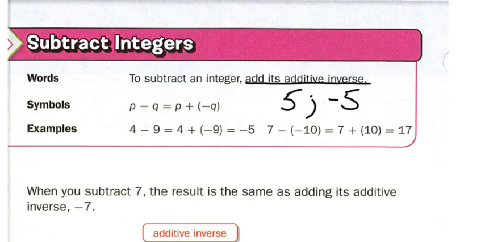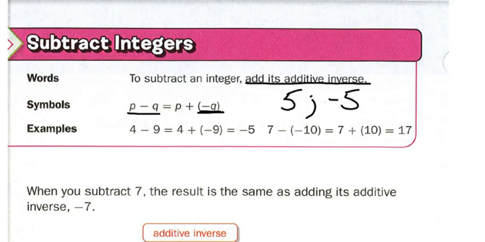So look at the symbols here. If we have p minus q, that's the same as p plus -q. Instead of subtracting q, we're adding its opposite, or its additive inverse, which is -q. So this is where this weird phenomenon comes in: all this time you thought you were subtracting, you really weren't. There is no subtraction. It's really just adding the additive inverse.